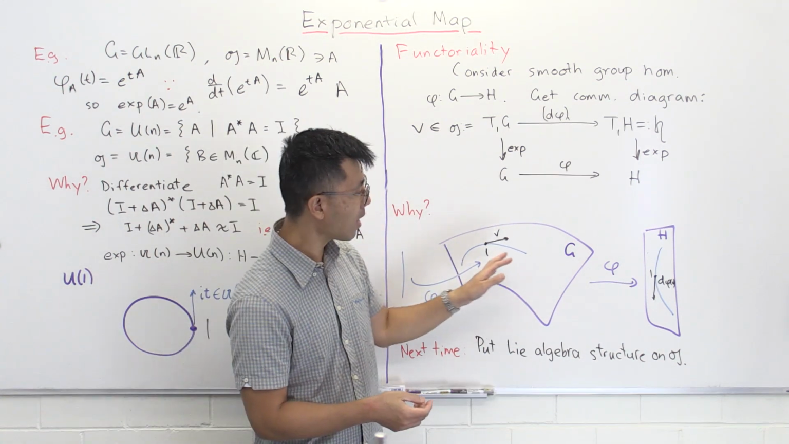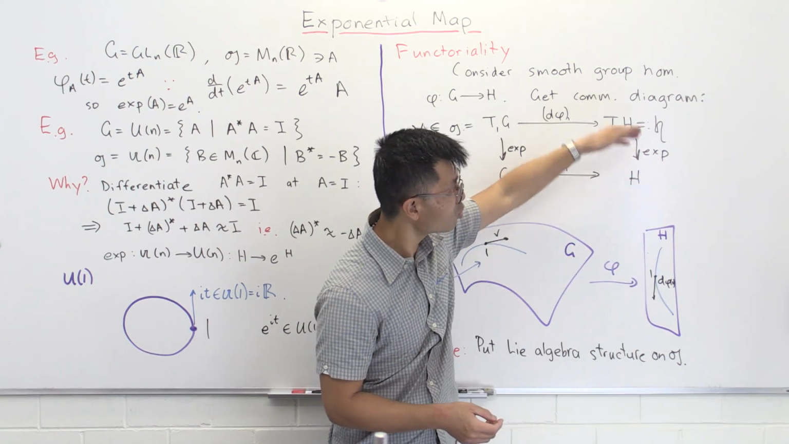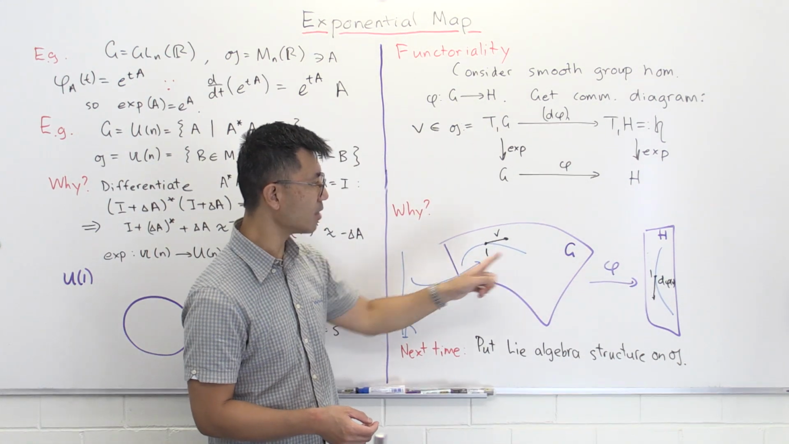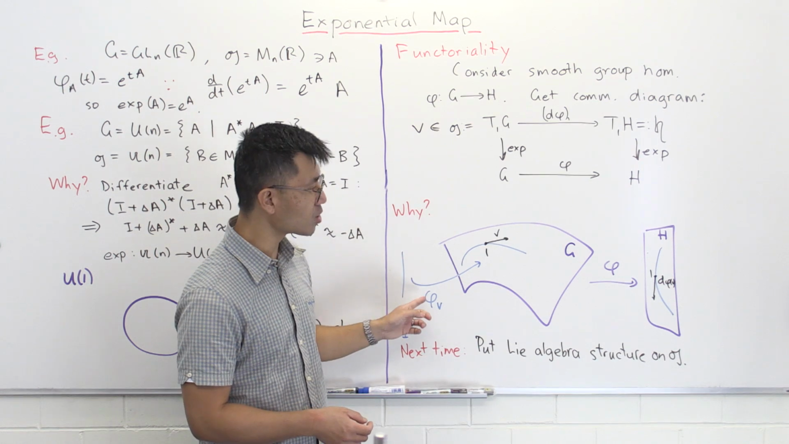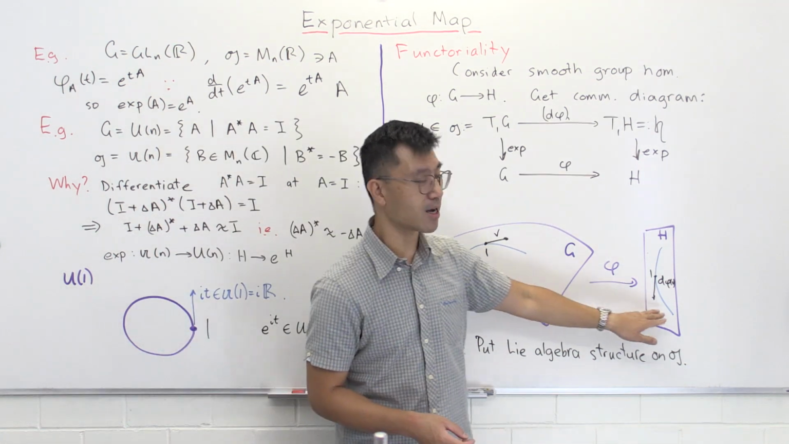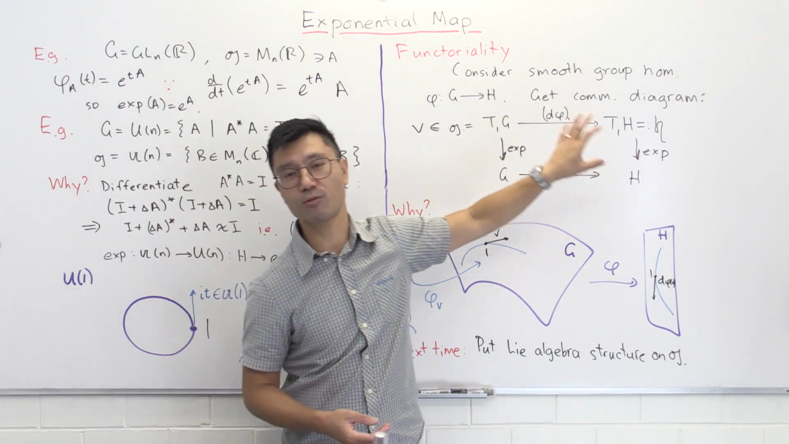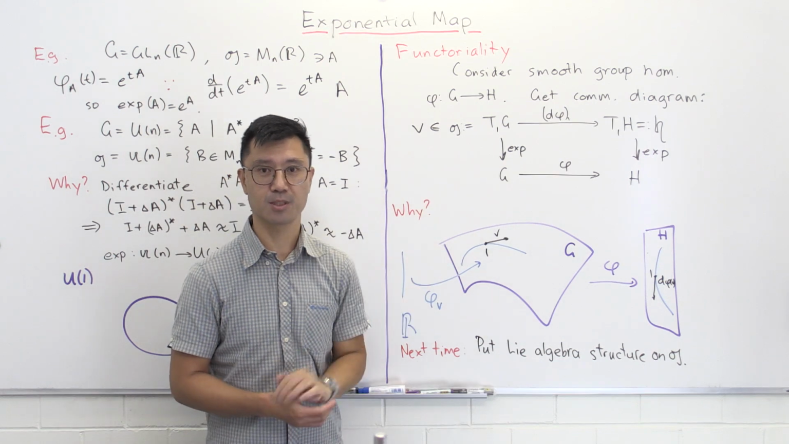So basically, this integral curve that you use to evaluate the exponential map for this d phi of v is precisely just the image under phi of this integral curve, which means that here you also just look at the image of 1 inside here. And that is essentially the explanation for why this diagram commutes. And this is the diagram that will help us study Lie groups.